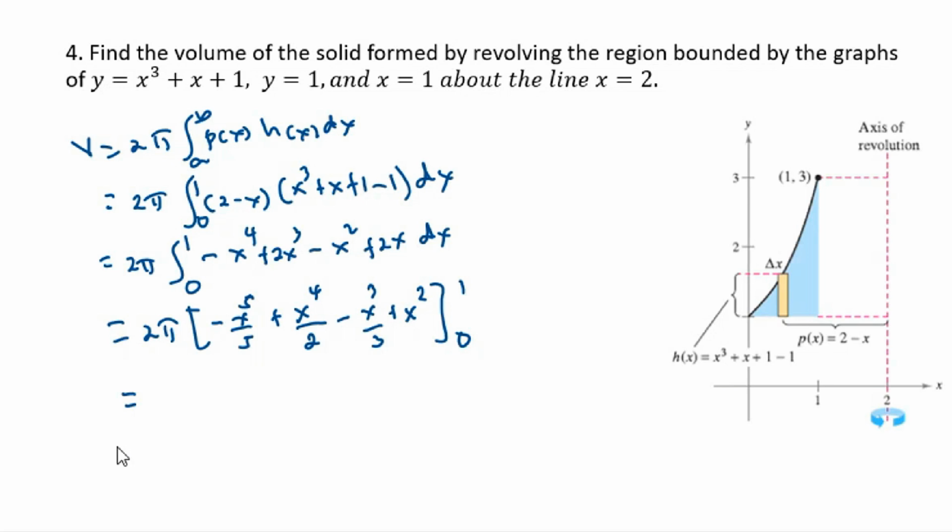By using the fundamental theorem of calculus, this will give us 2 pi times, if I evaluate at 1, the value of 1 over 5 plus 1 half minus 1 third plus 1. Minus f of a is 0, so no need to write 0. Therefore, simplifying that will give us the answer of 29 pi over 15. So that's the volume.